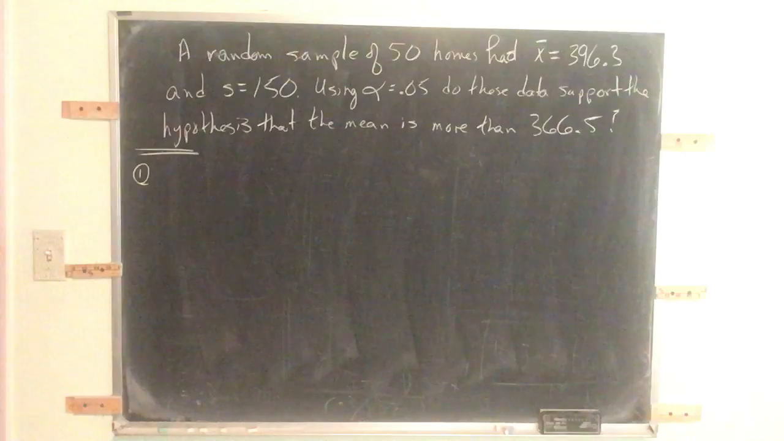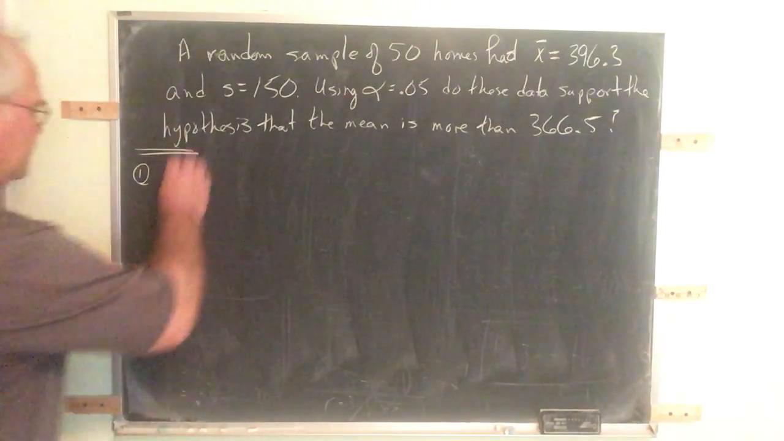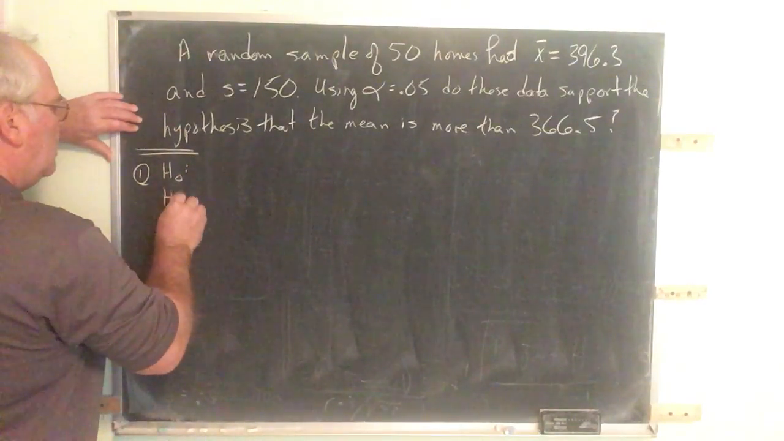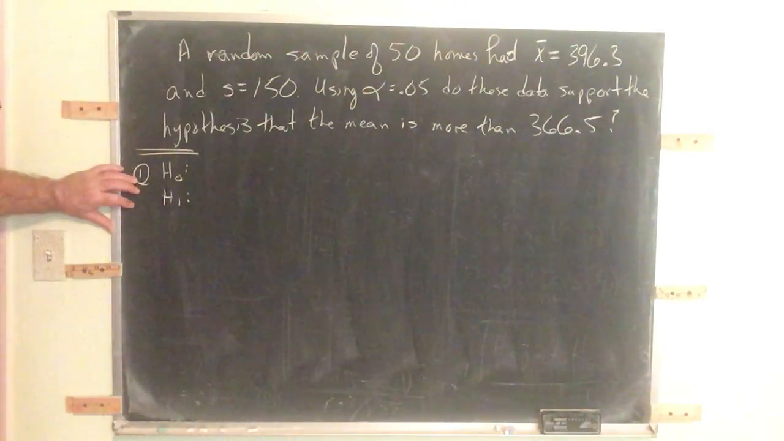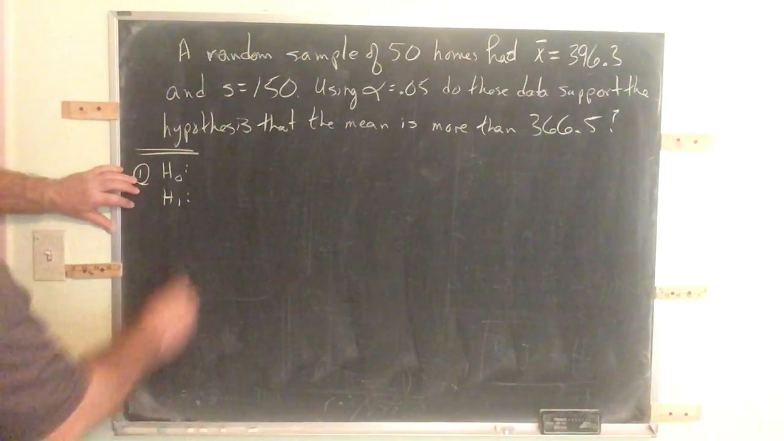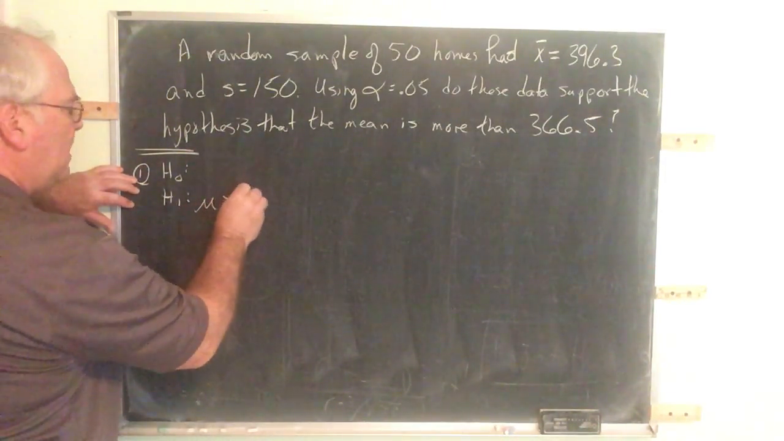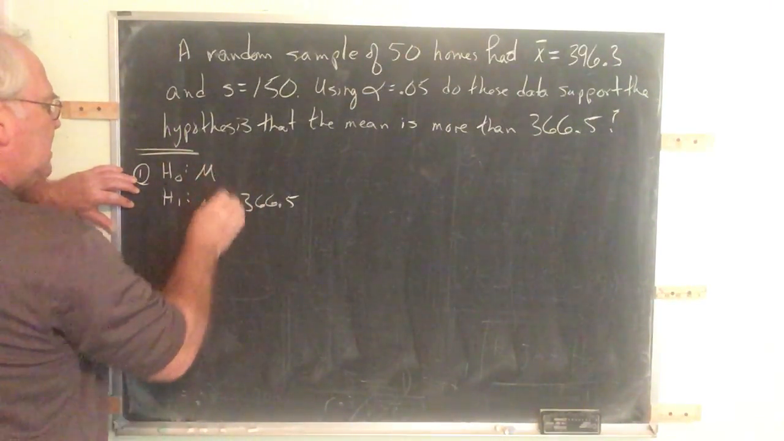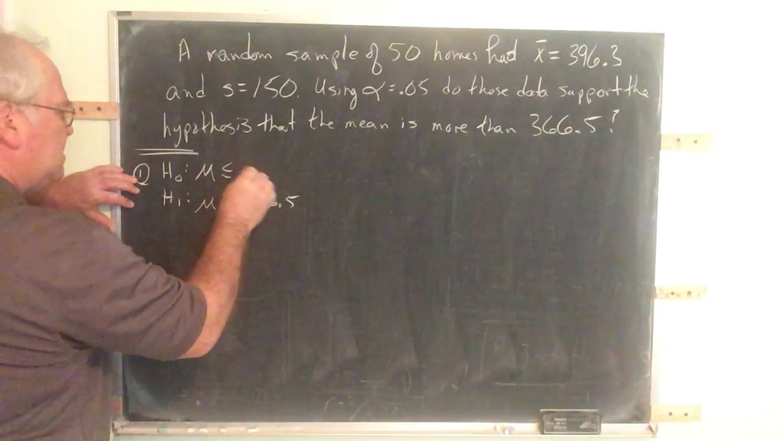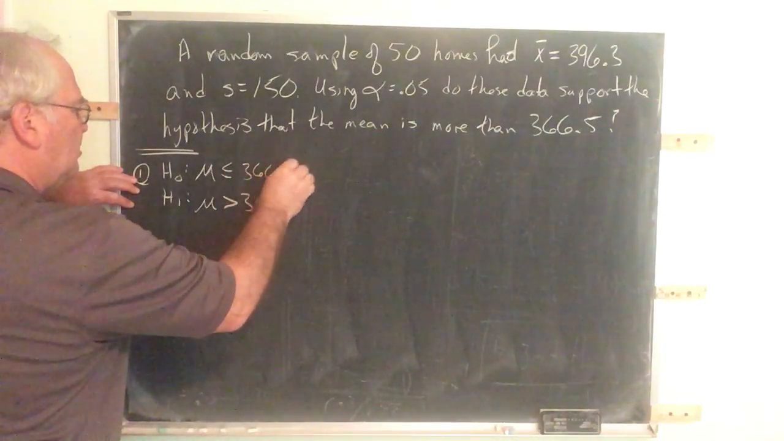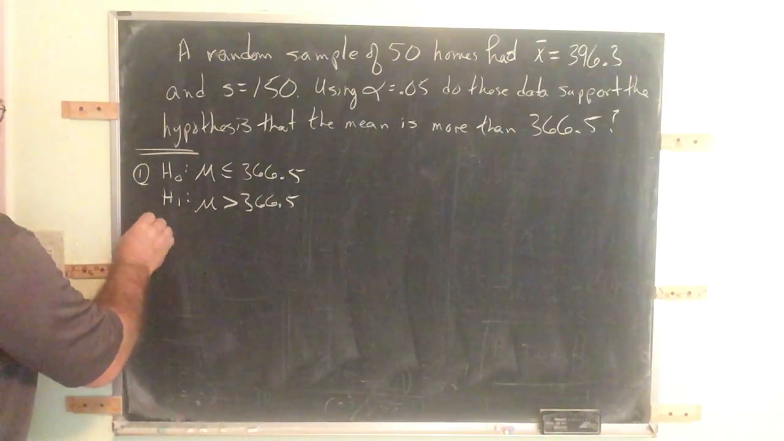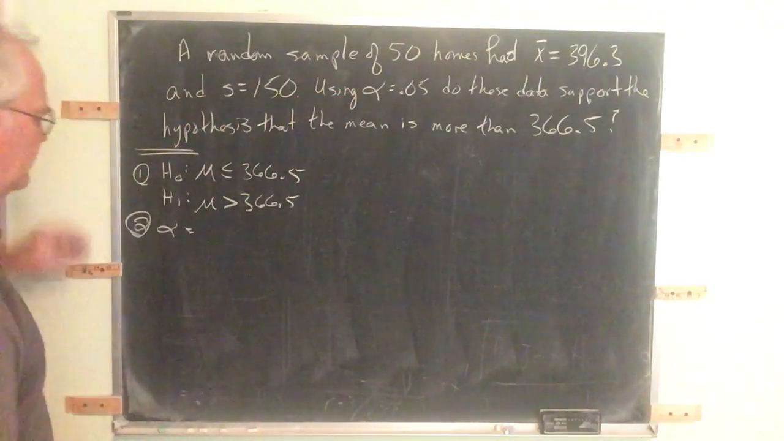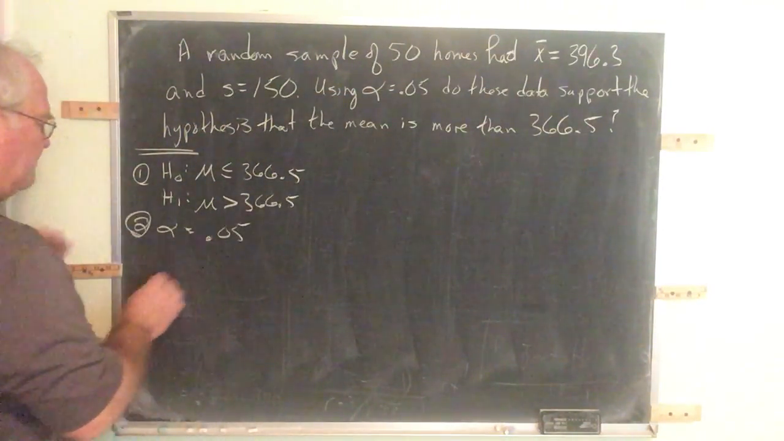All right, so now let's see if I can catch up to you guys. First, I'm going to state the hypotheses. The hypothesis is the mean is more than, so I'm going to say mu more than 366.5, and if I have that, that means the null has to be mu less than or equal to 366.5. Number two, I believe there is an alpha given this time. It's explicitly given to be 0.05, so we're good to go there.